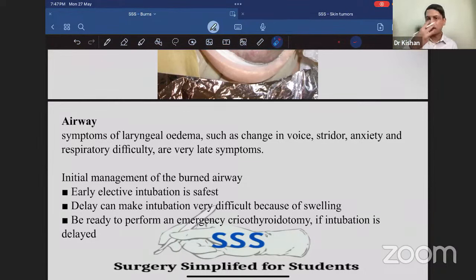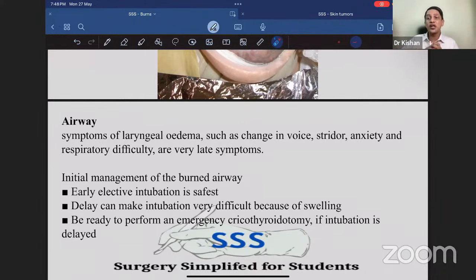What are the things which suggest that he has suffered inhalation injury? Soot particles in his sputum. Singed hairs: his nostril hairs will be singed because of the burn injury. And in the posterior pharyngeal wall also you can see the soot particles. When he asks the patient to cough out the sputum, it can contain soot particles.